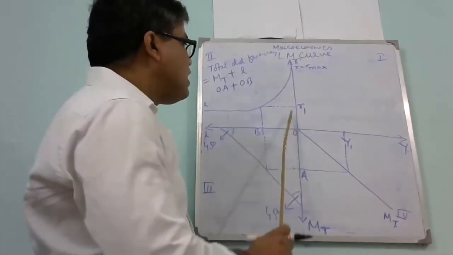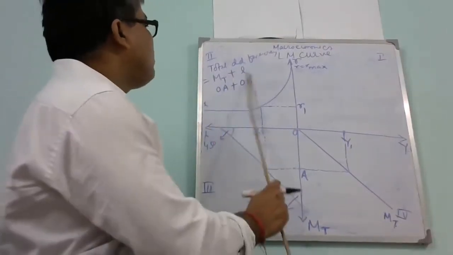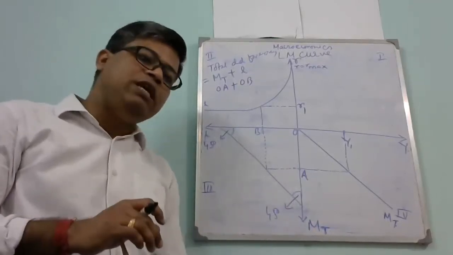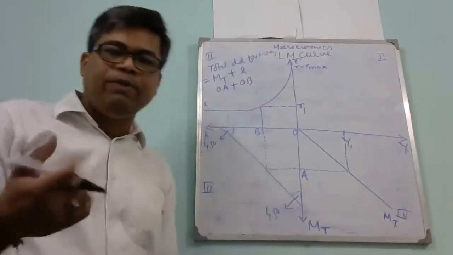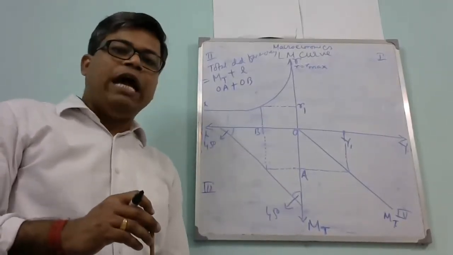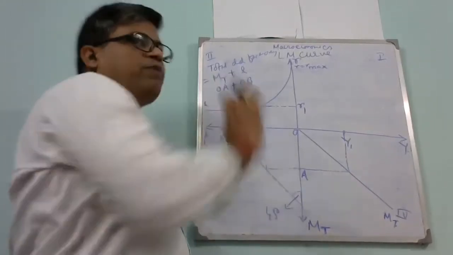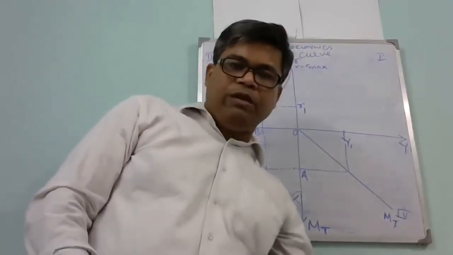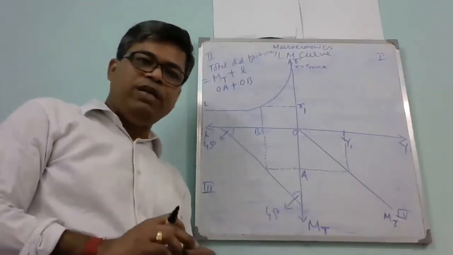So if this is the rate of interest, then to maintain money market equilibrium, the total demand for money must be equal to the total supply of money. The supply of money is done by the Reserve Bank of India, the central bank of the country. We assume the total supply of money is given. Money market equilibrium means that total demand for money should be equal to total supply of money.